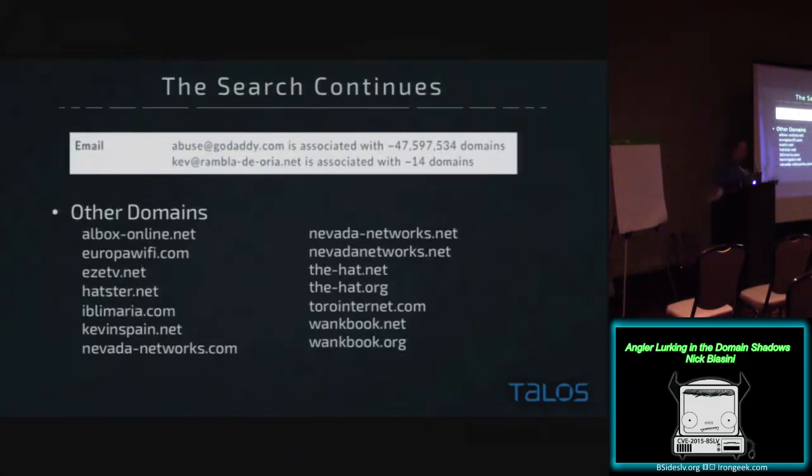So I went to DomainTools, looked up kevinspain.net, and found an email address associated with it. I also noted that it's associated with 14 other domains. So I went and found those 14 other domains, which are listed here. A pretty wide variety of random domains. Again, this is just a random example that I picked out, but you can see there's just a random smattering. The key thing to note are these Nevada Networks ones.